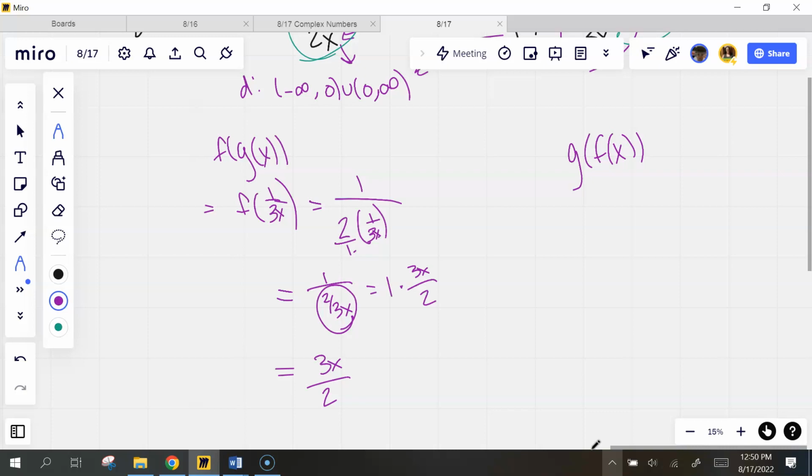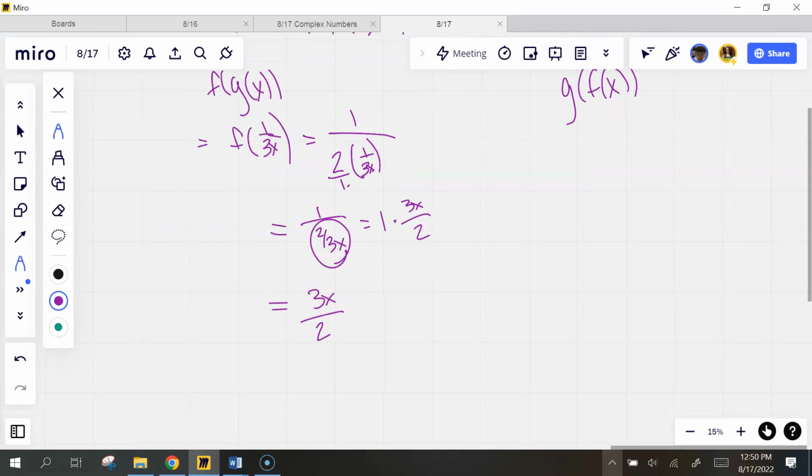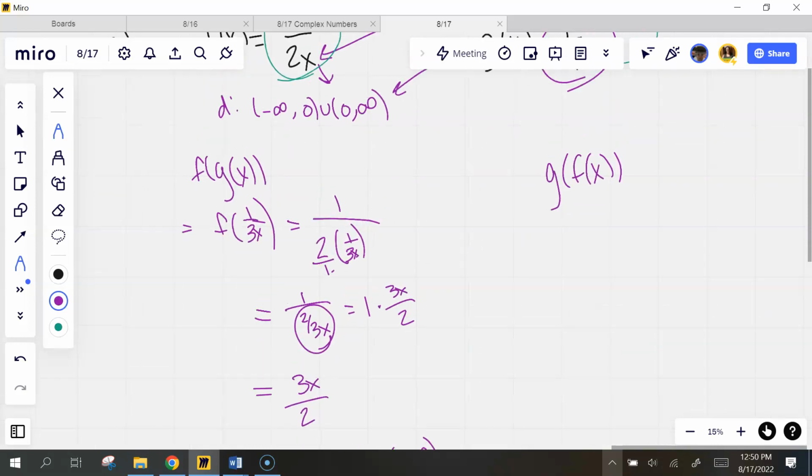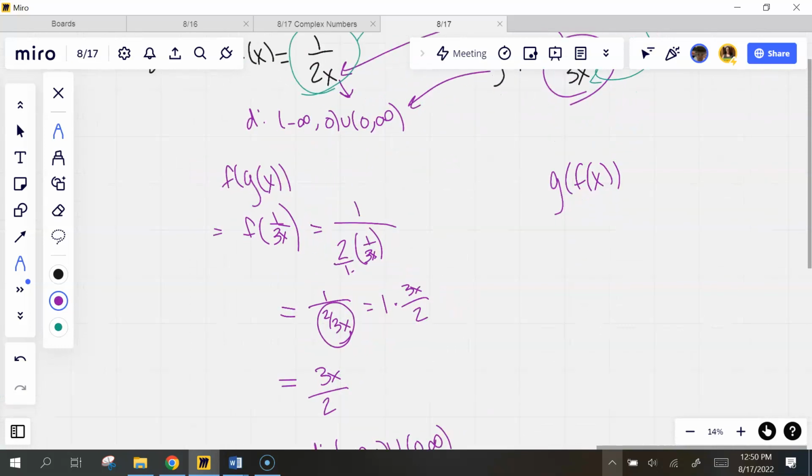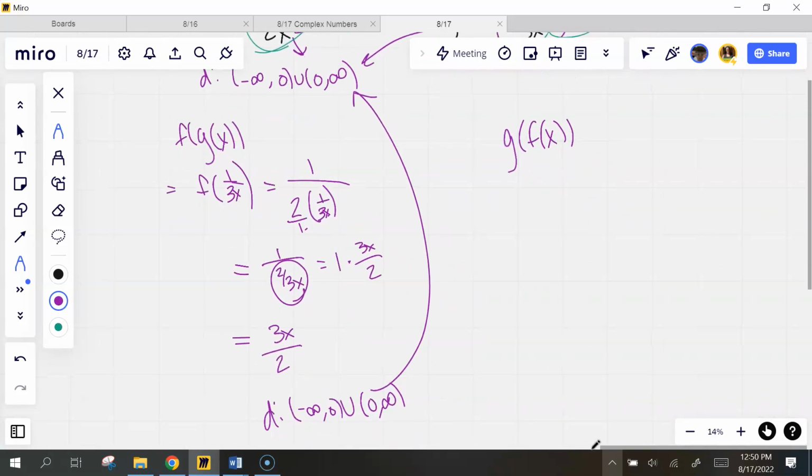And so my domain, because there's no x in the denominator, remains the same: negative infinity to 0, 0 to infinity. That's my combined domain. There's no other denominator to check. There's nothing I can plug in for x that's going to make 2 become 0.